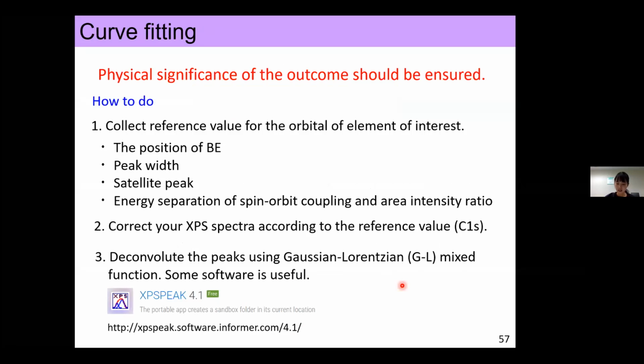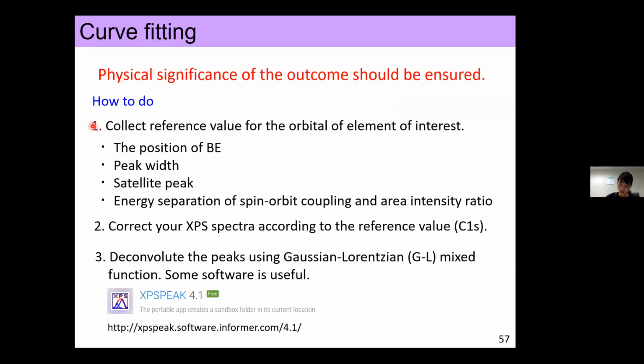The last thing is curve fitting in the real analysis. Curve fitting is a method often used in XPS to separate overlapping contributions that may be present within XPS peaks. Here, the physical significance of the outcomes should be ensured.